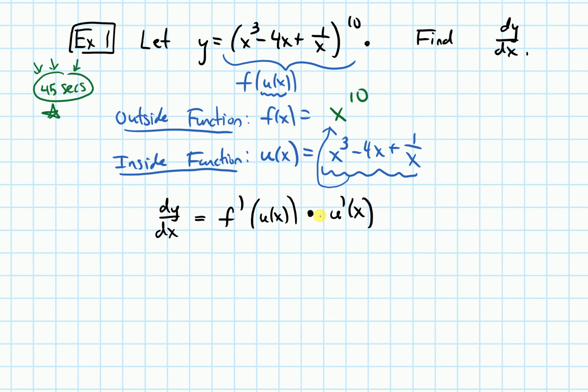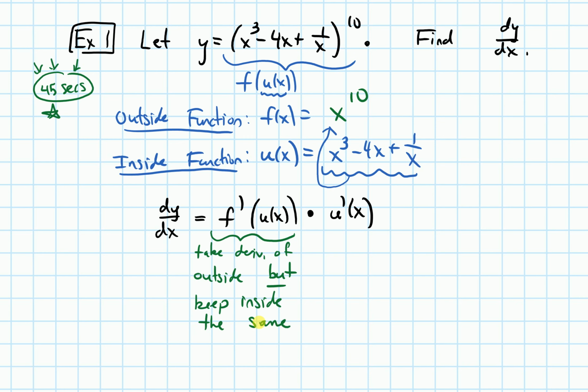All right, so I really want to break down and describe what these things are saying. Okay, so for this first part, the chain rule says take the derivative of the outside, but when we do that, keep the inside the same.